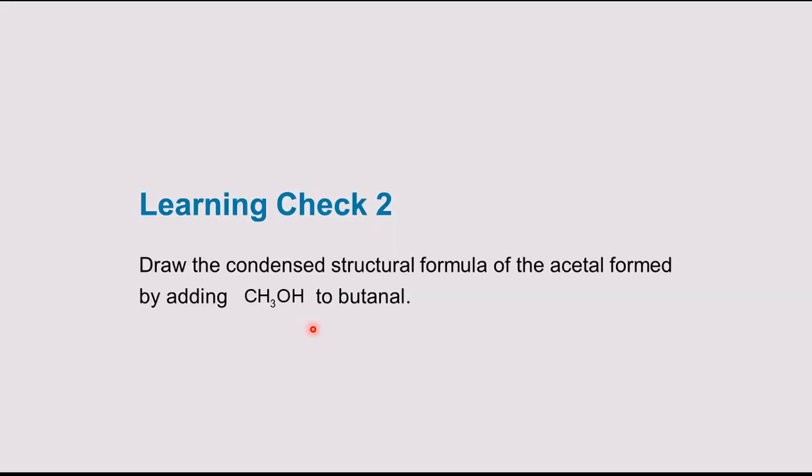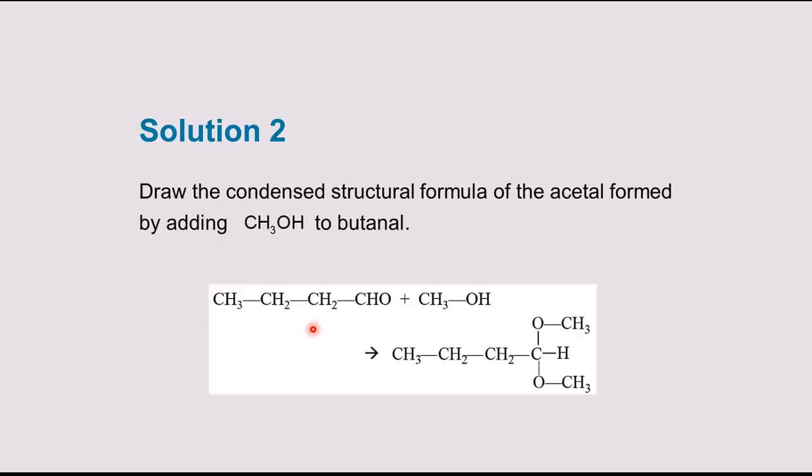All right, so now let's practice predicting structures for the acetal formed by adding methanol to butanal. The first thing you would want to do is draw your structure of butanal. Butanal has 4 carbons, 1, 2, 3, 4, and we should have a C double bond O and a hydrogen. So we know that the C double bond O and hydrogen, that carbonyl group, is at the end because we're talking about an aldehyde, not a ketone. It's not butanone, okay? So that C double bond O is here.